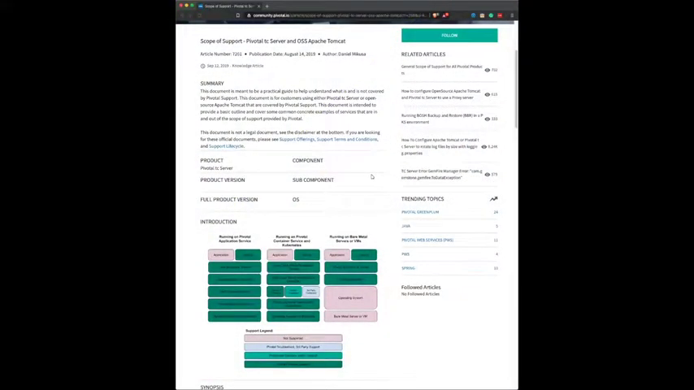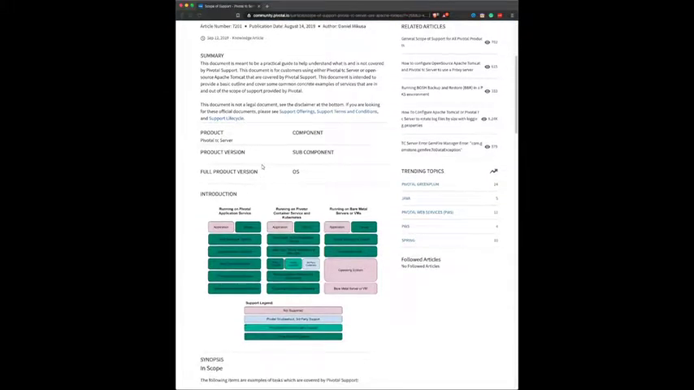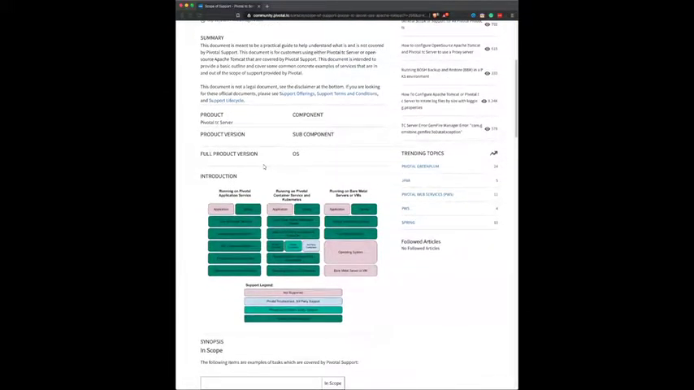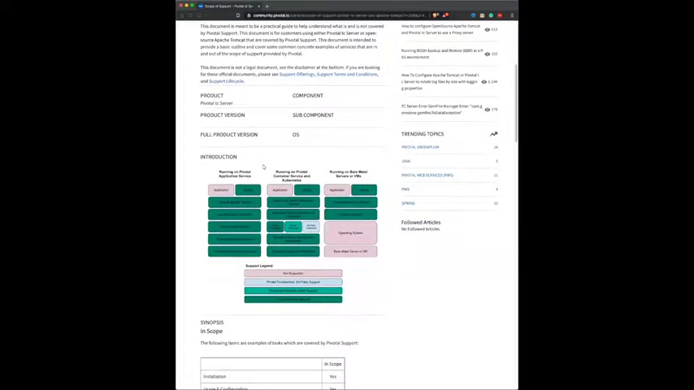Welcome to this session on scope of support for Pivotal TC Server and open source Apache Tomcat. These particular projects can be deployed across a variety of configurations. As you can see in the graphic, we support customers running on Tanzu application service, in containers on Kubernetes, and also on VMs or bare metal servers. And this is for both Tomcat and TC Server.